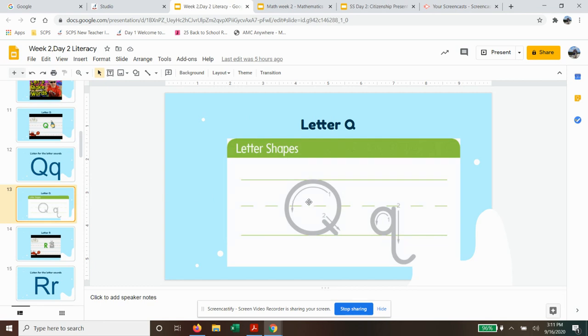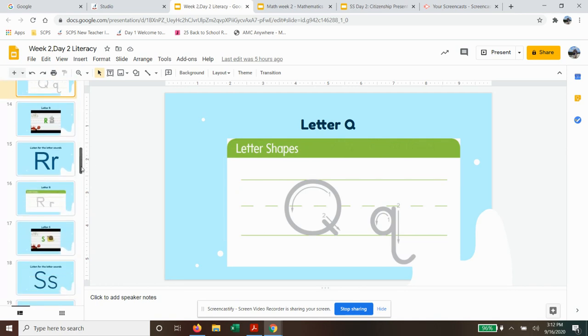So for the Q, we make a circle and then a little dash. A little dash inside the circle to the plane line. And then for the lowercase q, we do a circle again. We touch the road and then go all the way beyond the plane and make a curve.